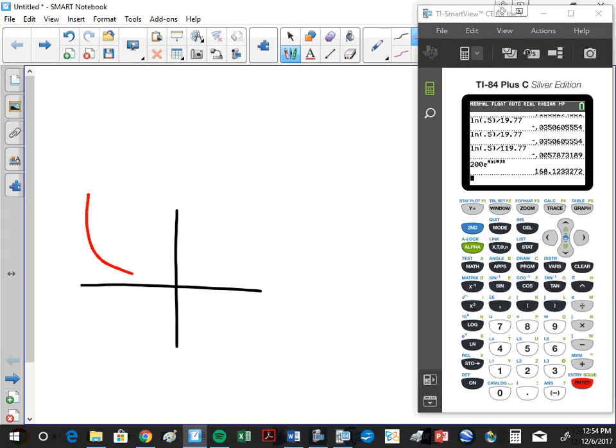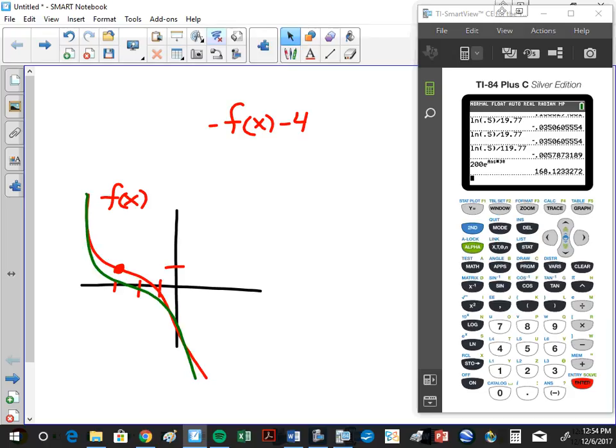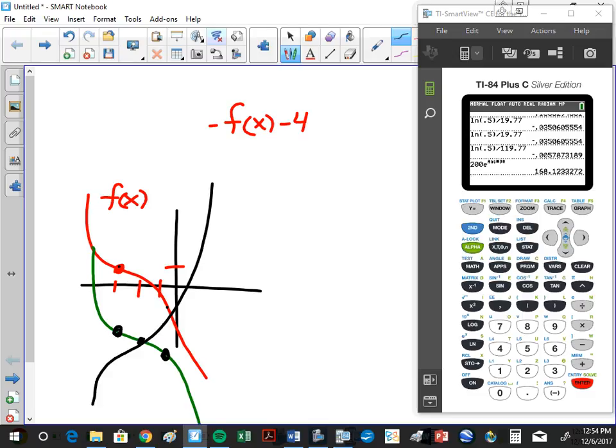Say I had this graph, and this graph is f of x. I want to graph negative f of x minus 4. So this whole graph needs to be moved down 4. So 1, 2, 3, 4. This point went to here, this point went to here, this point went to here. And now it needs to be upside down. So that's what it would look like. Okay?